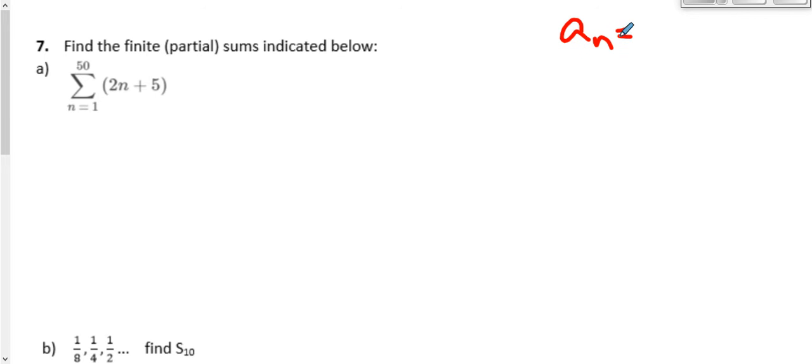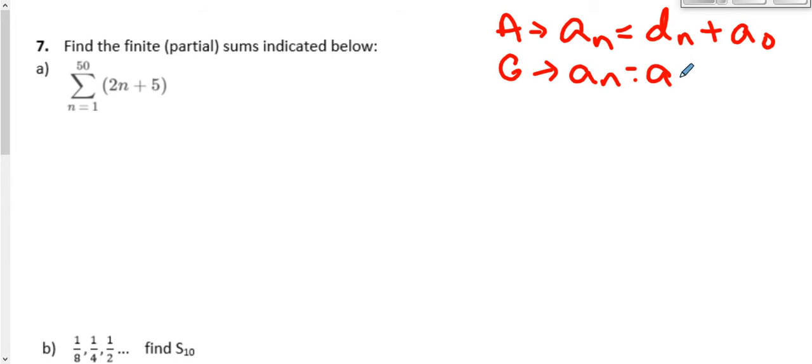I've memorized these two formulas, a sub n equals dn plus a sub 0, thank you very much. I know that this is the arithmetic standard form, and geometric is a sub n equals a sub 1 times r to the n minus 1 power. Because I know these two standard forms, I can tell immediately that this equation in problem A is arithmetic. I can see that d is the number 2 and a sub 0 is the number 5. I can tell what all the terms are based on my knowledge of the general equation.